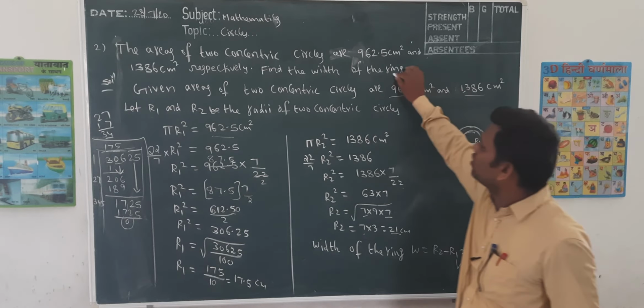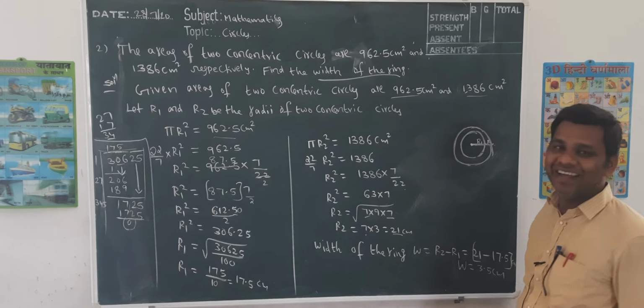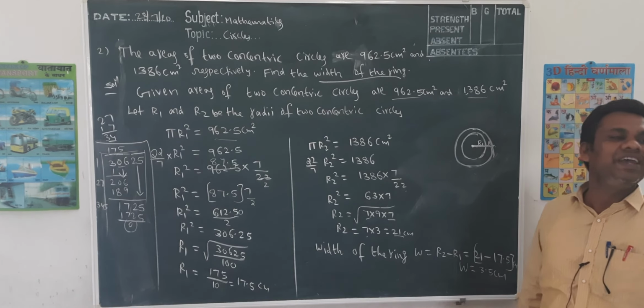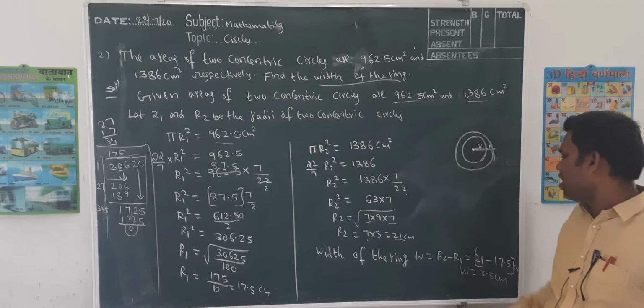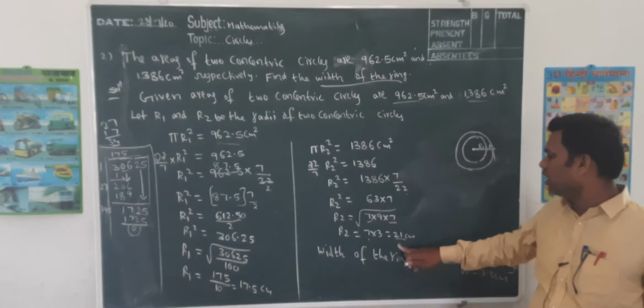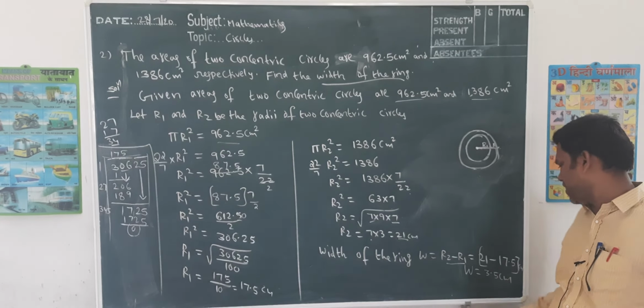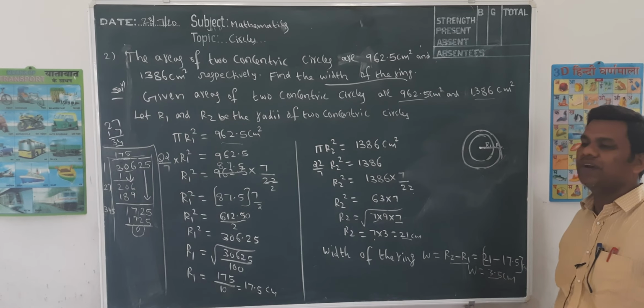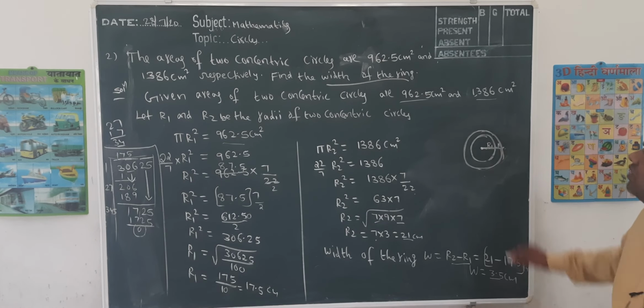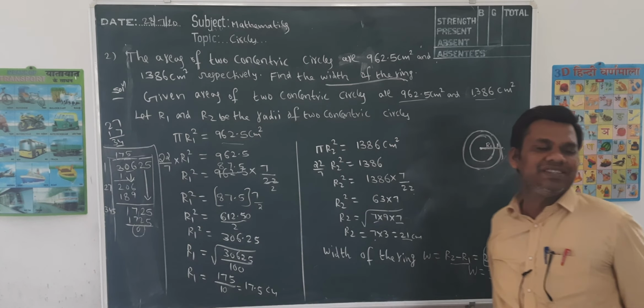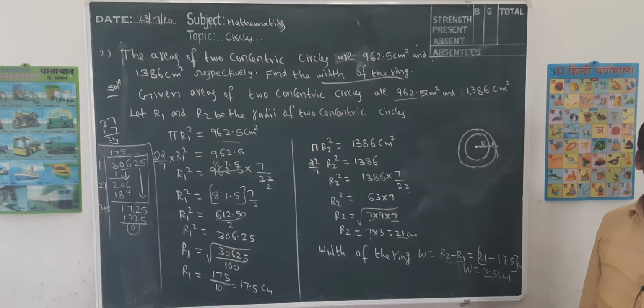What they are asking in the question, width of the ring, that is the difference of their radii, that is R2 minus R1. What is R2 value? 21 centimeter minus 17.5, that is 3.5 centimeter. Therefore the width of the ring is 3.5 centimeter.